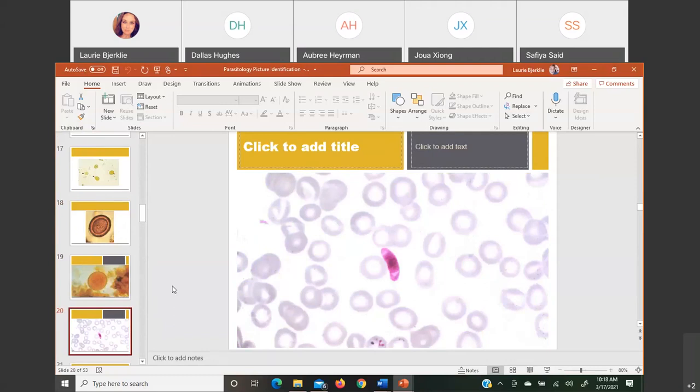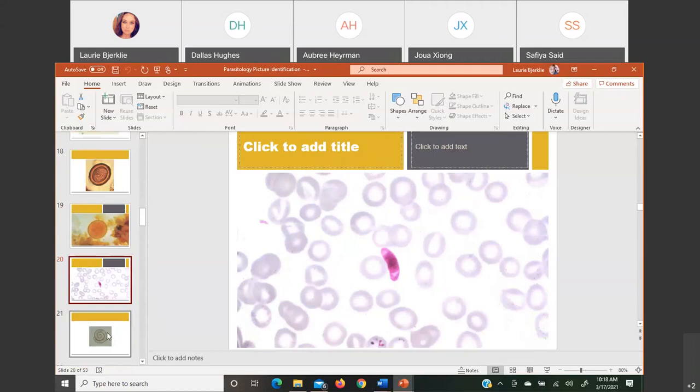Good. This is Plasmodium falciparum specifically because it is that crescent or banana shaped gametocyte stage. It's the only Plasmodium that looks like this in the gametocyte stage. So Plasmodium falciparum, perfect.